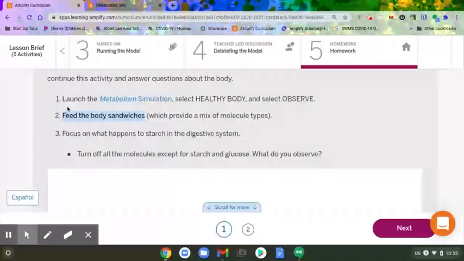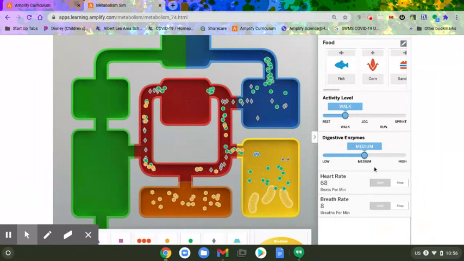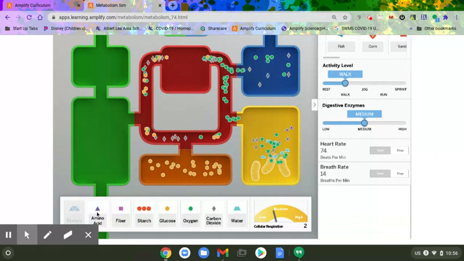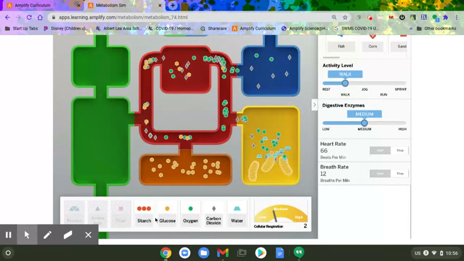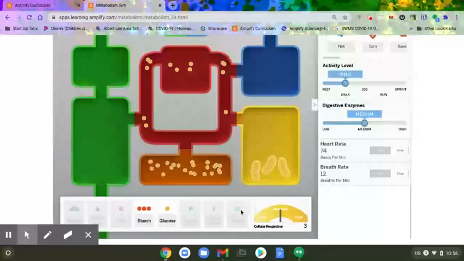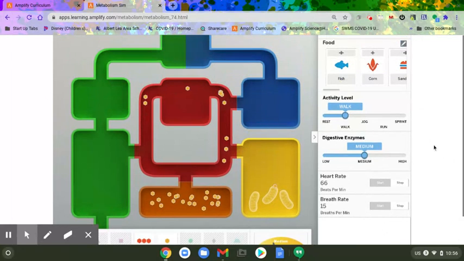And we need to follow the instructions before you launch it so you can make an observation. It tells you turn off all molecules except for starch and glucose. And then write down what you observe. So that means, depending on how you're zoomed in, you might have to scroll down a little bit in the sim to turn off all of these things except for starch and glucose. That means we're just not going to see them on the sim now, okay? So it's a little less busy to look at, which is kind of nice.